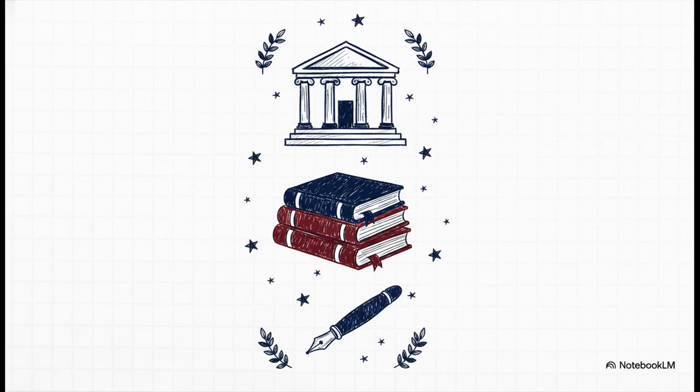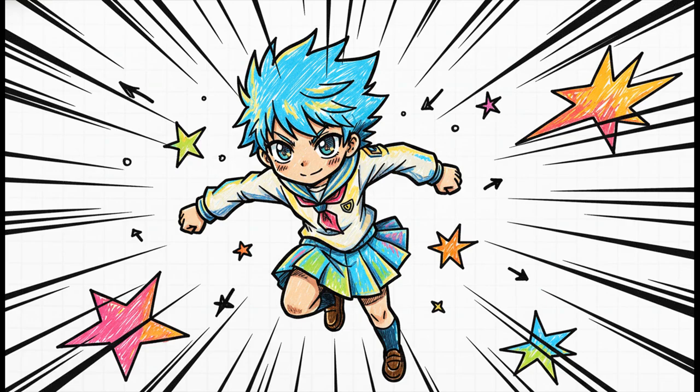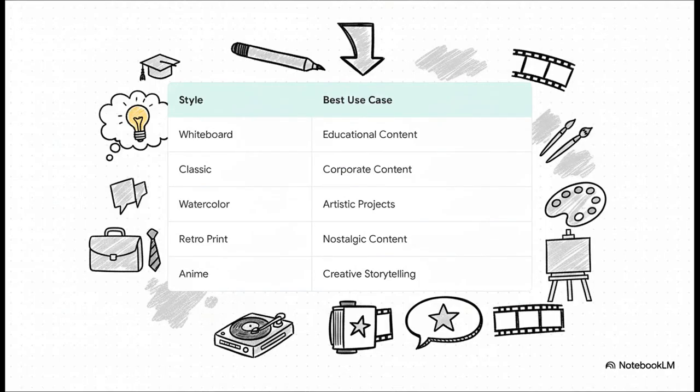Then there's heritage. This one has a really timeless, classic feel. It's perfect for academic stuff or more formal reports, where you want that sense of authority. For something a bit more playful and handmade, check out papercraft. I love this one. It's got this textured, cut paper look that's fantastic for engaging visual learners. And last but not least, anime. This is a super stylized format, and it's great for creative storytelling or just connecting with an audience that really loves that aesthetic.